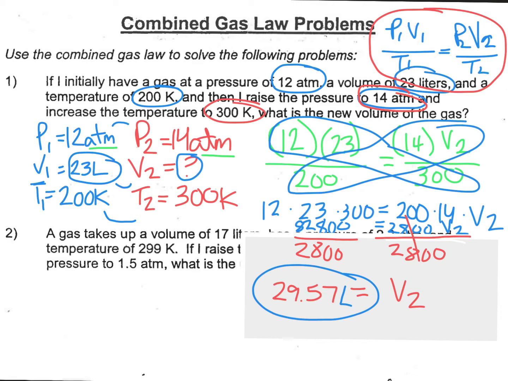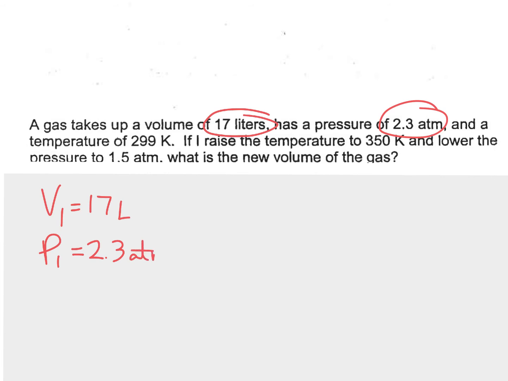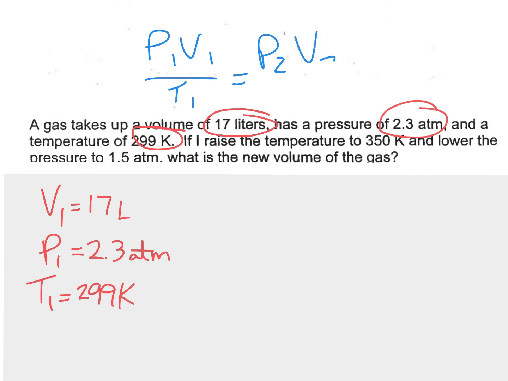Let's try one more just to get the hang of it. Question number 2 says a gas takes up a volume of 17 liters. So right off the bat, I know that my initial volume is 17 liters. It has a pressure of 2.3 atmospheres, ATM, and a temperature of 299 Kelvin. All right, so my initial temperature is 299 Kelvin. So right off the bat, for my combined gas law, P1 V1 over T1 equals P2 V2 over T2, I've got my whole left side done.